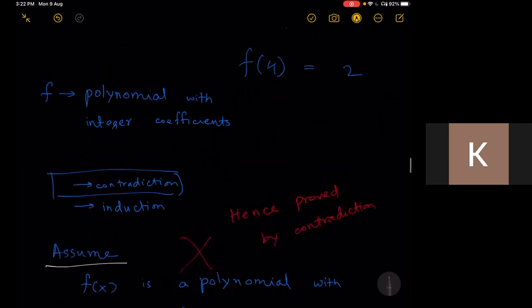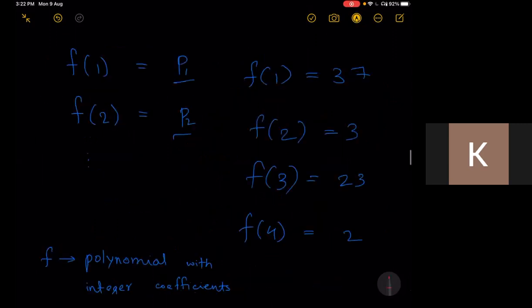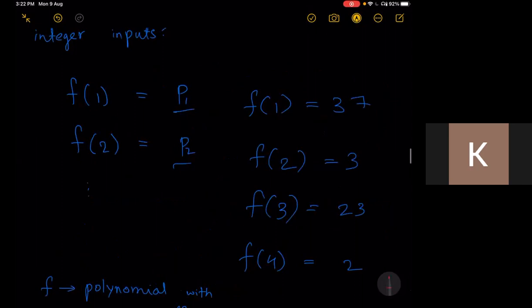So what did we just prove? That a polynomial cannot always output prime numbers.